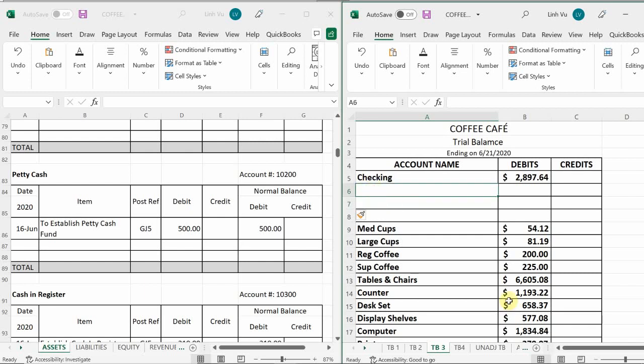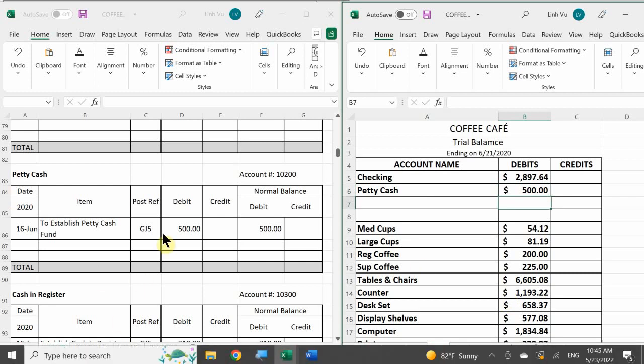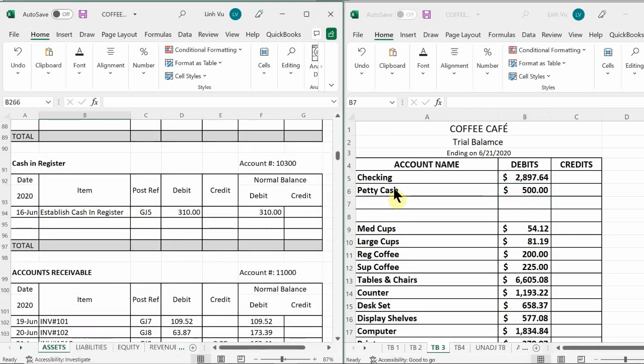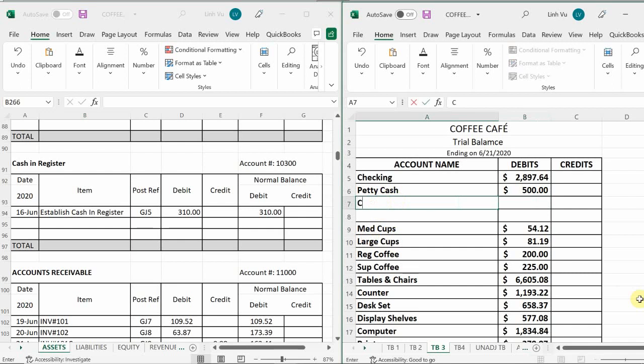Next is petty cash. How much is in my petty cash? We have 500. Debit or credit? Debit. So we're going to put in $500. Next, cash in the register. Do I have cash in my register? Yes, we have 310. Debit. $310.